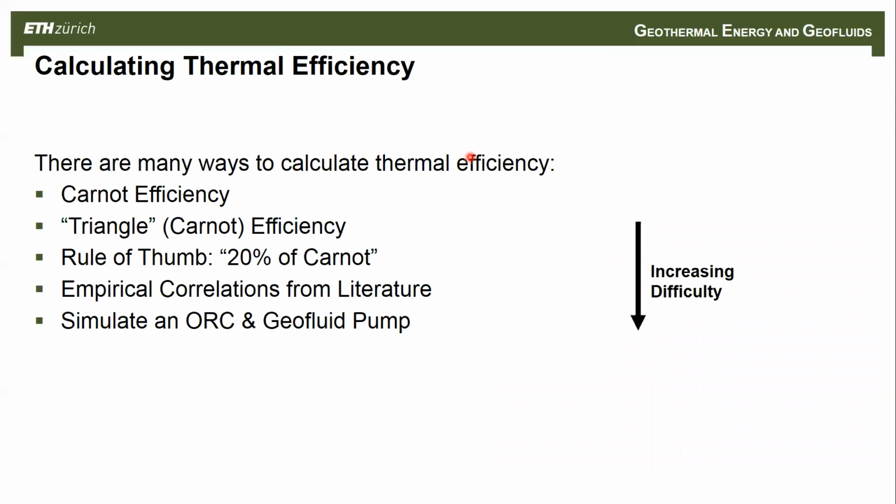There are many ways to calculate the thermal efficiency. There's the Carnot efficiency and the triangle Carnot efficiency. These are both theoretical maximums that nature, that physics, limits you to. There are different rules of thumb, like 20% of Carnot, and there are empirical correlations from literature. And the last thing you can do to calculate thermal efficiency is, of course, simulate the actual power cycle. You can simulate a Rankine cycle. You can simulate the geofluid pumping and figure out what the actual thermal efficiency is. It gets harder to do these things as I go down here, but it becomes more accurate, right? So I'm going to talk about each of these now.